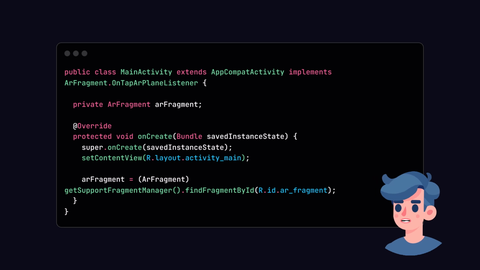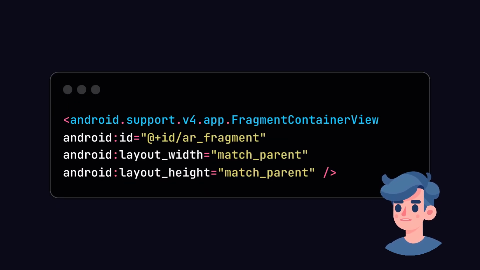The next step is setting up the AR session in our main activity. We will create an AR fragment. This fragment will handle configuration setup and render the AR content. In the layout of the activity, we need to include the AR fragment. Open the activity_main.xml and add the AR fragment to it.